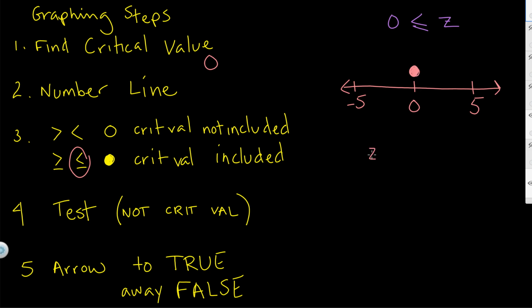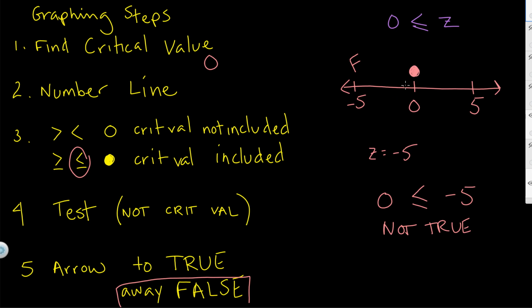I'm going to set my z equal to -5 and test the -5. So 0 is less than or equal to -5. Now this is not true. 0 is not less than -5. 0 is bigger than -5. So this side would be false. Now remember, I'm going to arrow away from the false, which means I'm going to draw my arrow this direction.